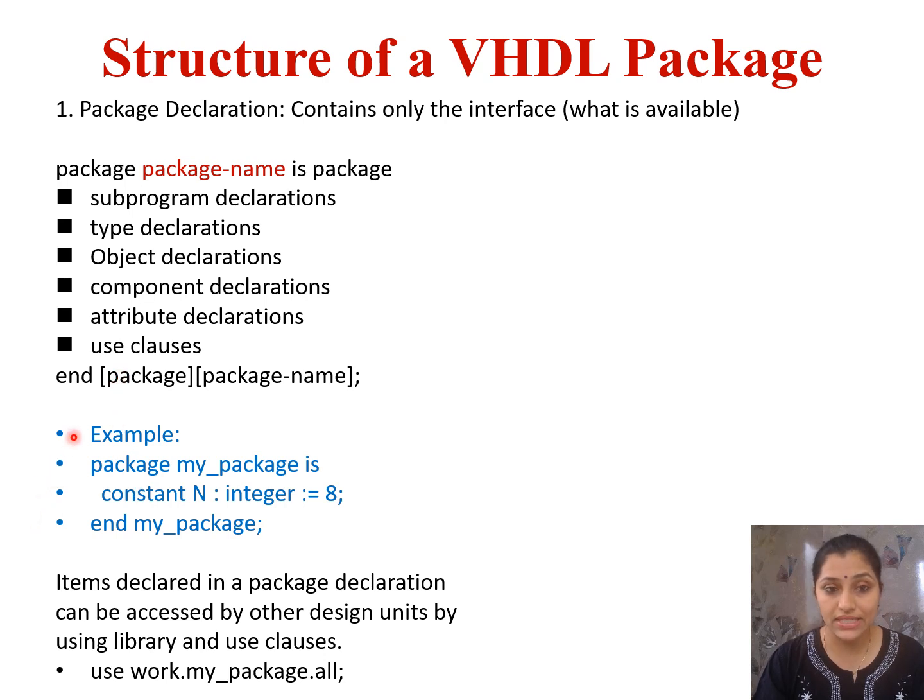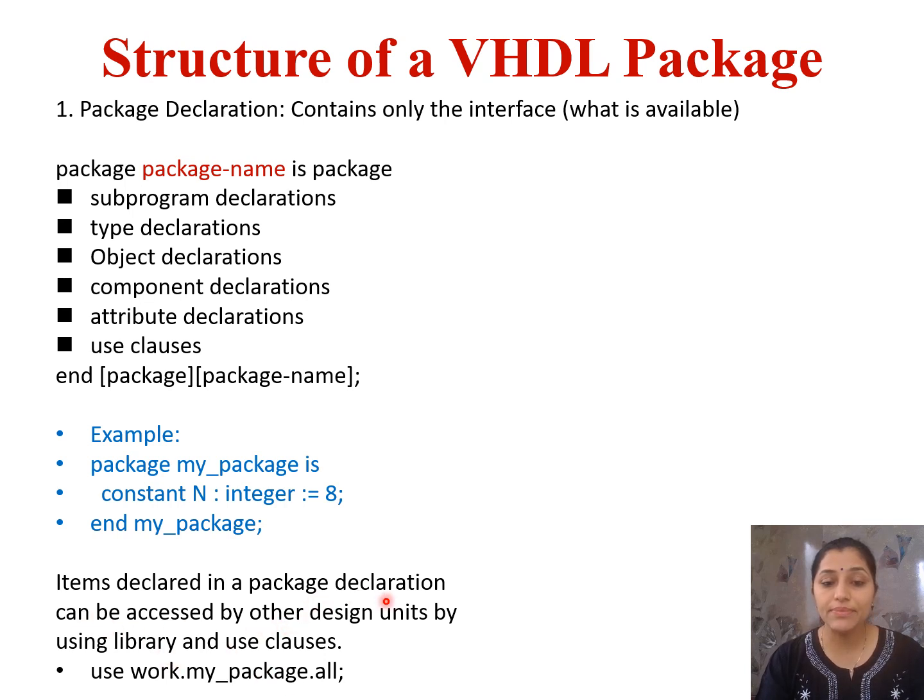So, an example of package declaration. The first word is package because I am declaring my package. The name of the package, I have given the name my_package. You can give any name. Is, and what is included in my package? Constant. The name given to that constant is n. The data type of that constant is integer, and the value assigned is 8. So whenever I include this package, then I can access n in my code.